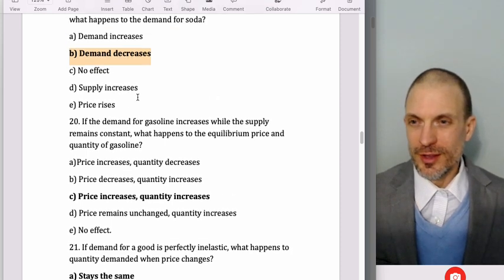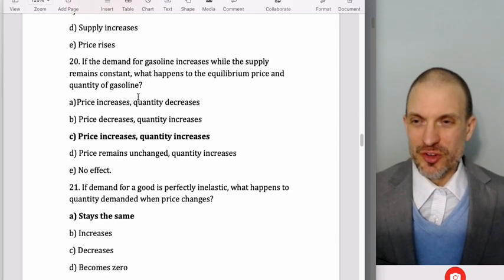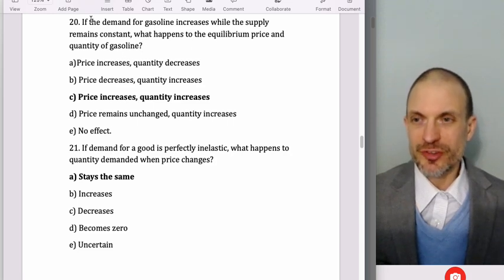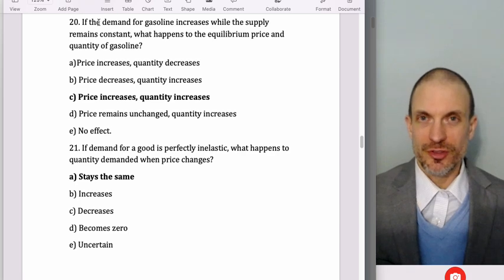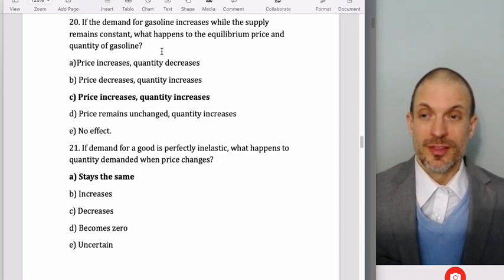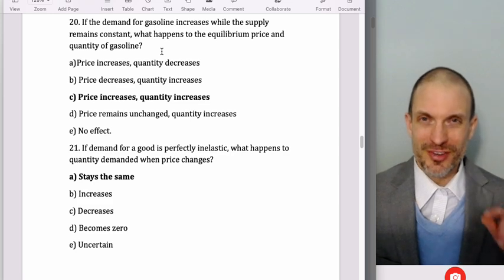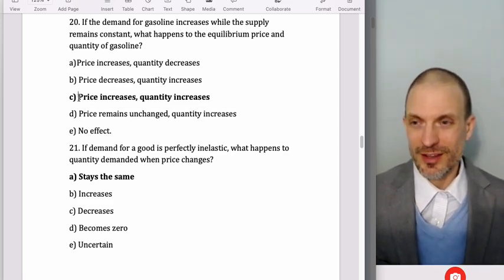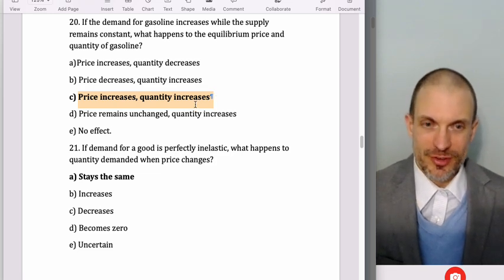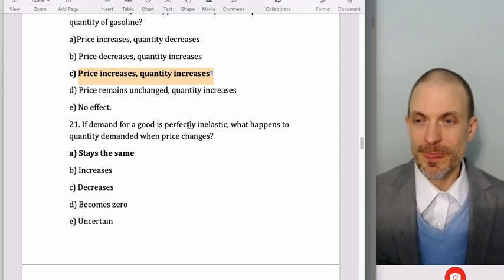Okay, so I did 19. So 20, if the demand for gasoline increases while supply remains constant, what happens to the equilibrium price and quantity? So this is consumers getting more enthusiastic about this product, a rightward shift of demand. If supply stays constant, then price rises, quantity rises. On the supply side, because of the higher price, we'll get a higher quantity supplied. We didn't need that so much. We just needed what happens in the equilibrium, which is, as I said, price rises, quantity rises.